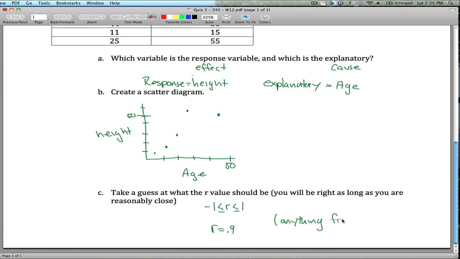from, I don't know, 0.6 to 0.95 is okay. Let's say 0.99. Well, whatever. Anything from, now you can't read it, 0.6 to 0.99, I'll be generous, is okay. So hopefully that all makes sense. That's the end of the quiz.